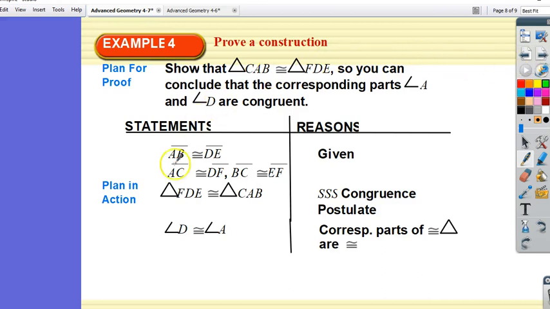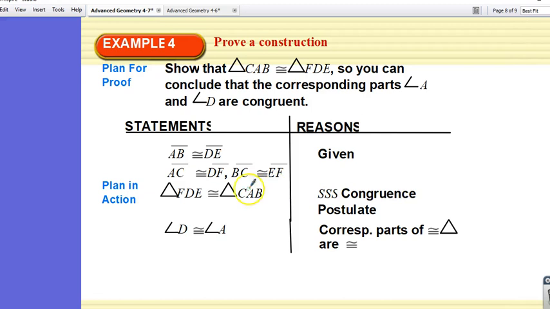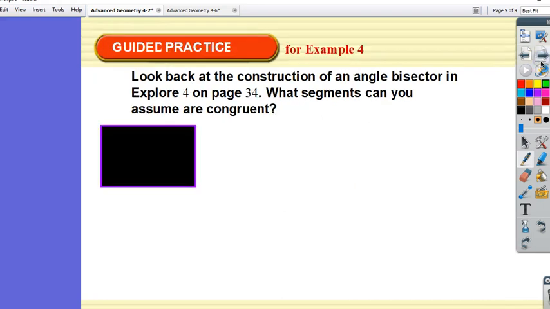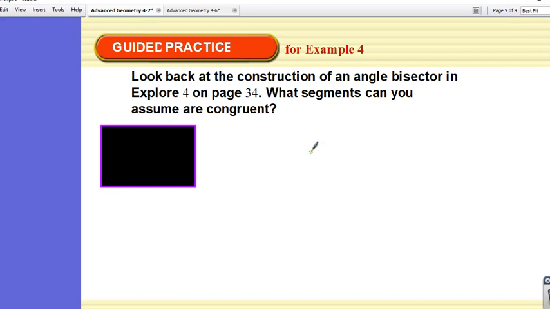All right, so this is exactly what we just did. We proved them congruent by side, side, side. Therefore, the angles are congruent. Corresponding parts of congruent triangles are congruent. Look back at the construction of an angle bisector in example 4, Explore 4, on page 34. What segments can you assume are congruent?